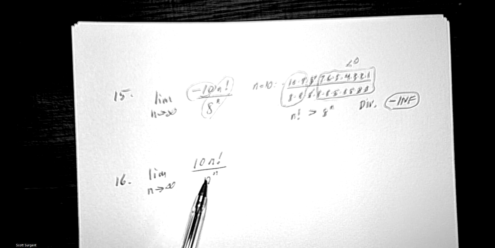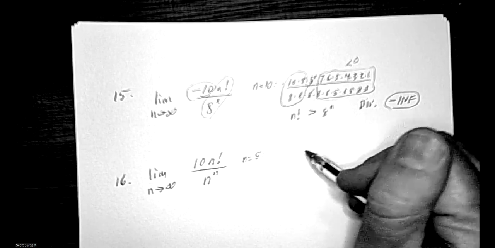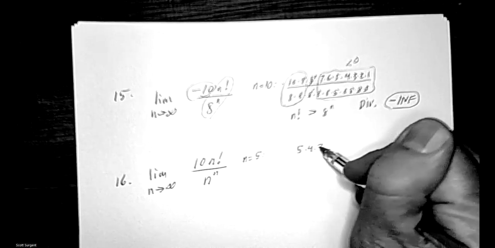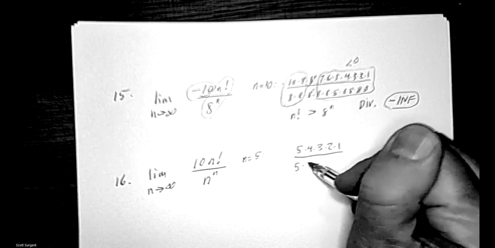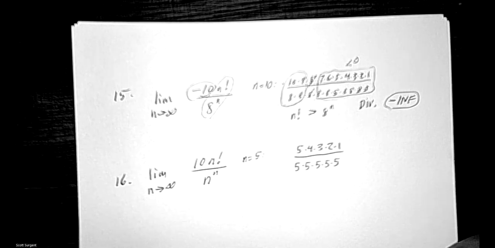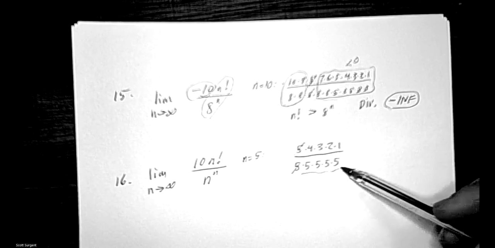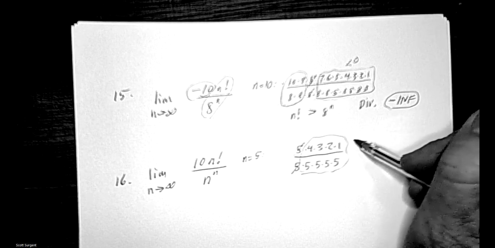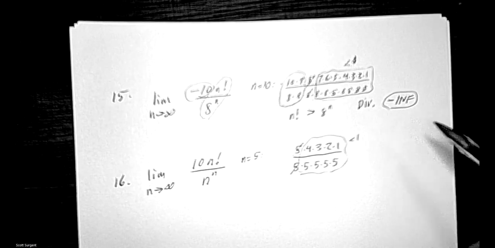This one's a little interesting because now you have this weird oddball function. Again, you can try out a few numbers. Let's try 5. On top, you'd have 5, 4, 3, 2, 1. And on the bottom, you're going to have 5 fives. These leading fives cancel, and you get a quantity that's less than 1. Actually, I wrote less than 0. It should be less than 1.